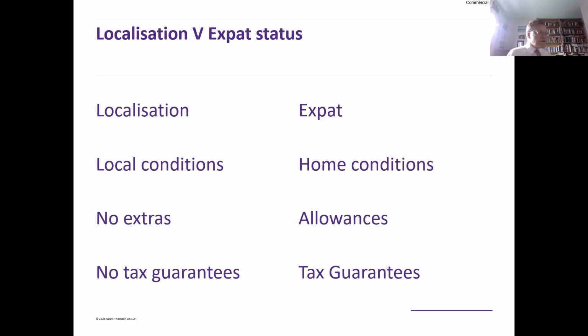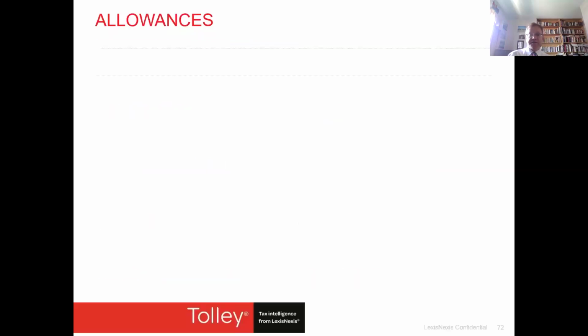And then you look at localization versus expat status. With localization, you have local conditions. Generally, you don't get extras and no tax guarantees. With an expat, you have home conditions with allowances and tax guarantees. So quite often this means that expat packages are particularly more expensive than local packages. And a lot of the discussion is about, after how many years do you localize expats?